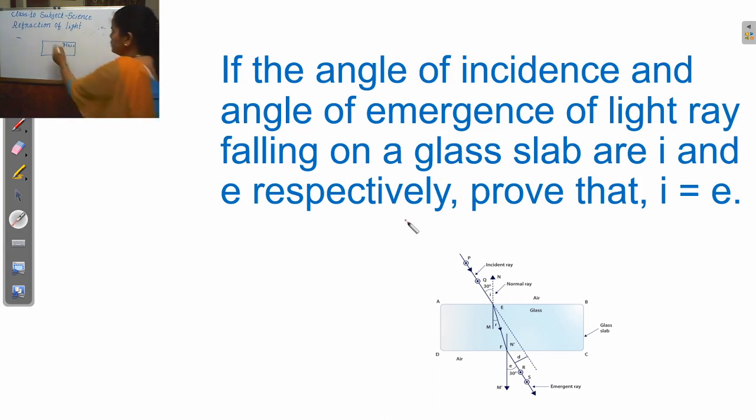This is a rectangular piece of glass. When a light ray enters, here I draw just a normal. When the light ray enters on the surface of this glass slab, then this is the angle of incidence, and that is denoted by I. And when the light ray enters from air medium to glass medium, rarer medium to denser medium, then obviously it bends down towards the normal and falls on this surface.